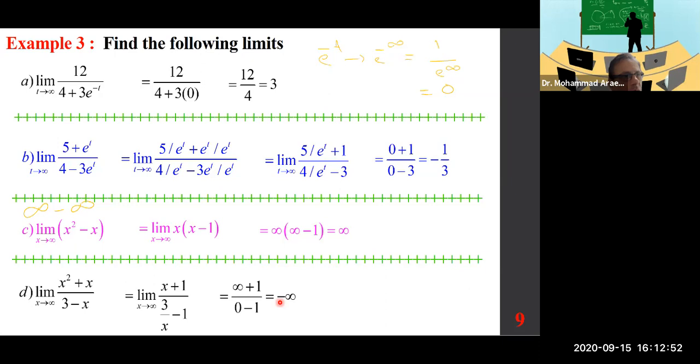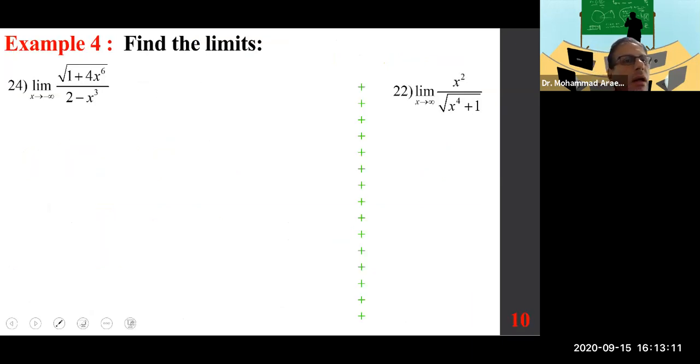Negative infinity. I want to look at one more page as the last part. Okay. One more page quickly. So pay attention to the practice that we are doing here, positive and negative.